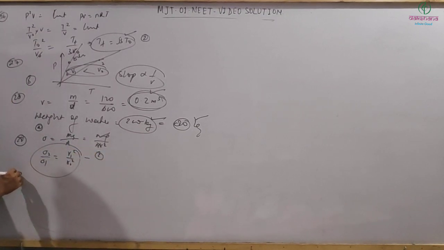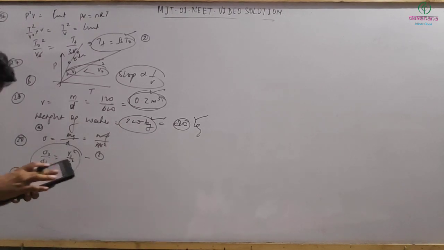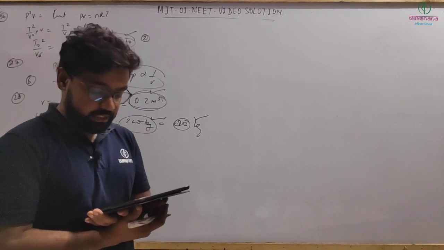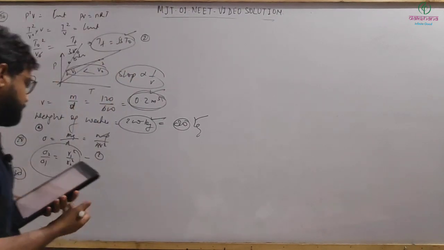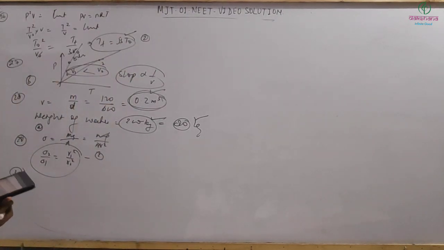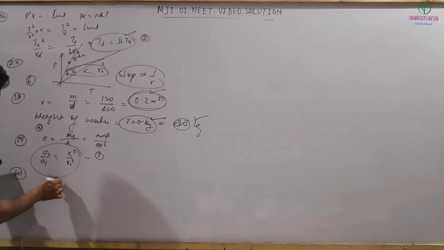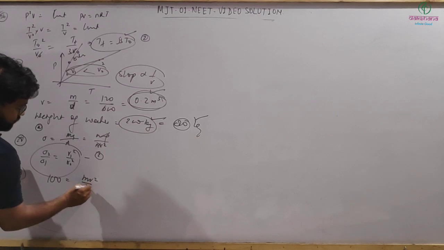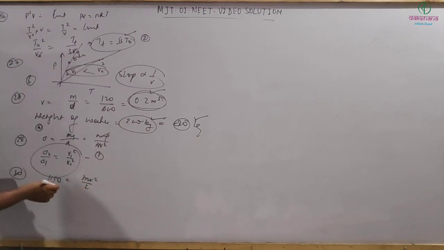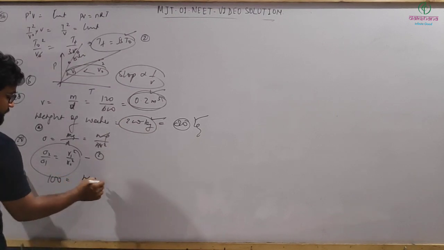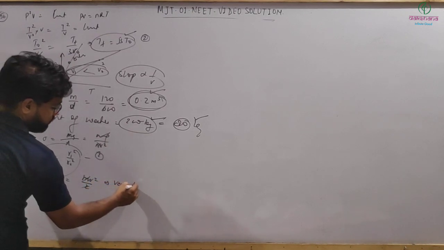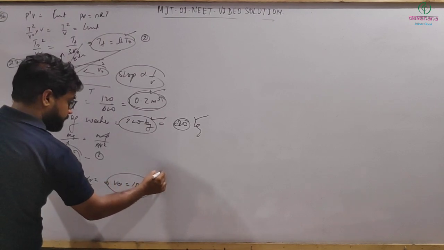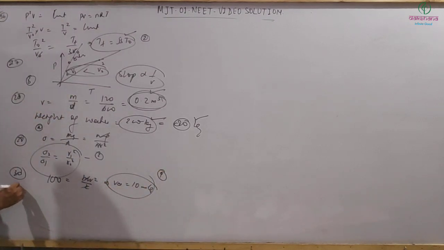Question number 30. The potential energy of a 2 kg body at the surface of a planet is minus 100 joule. For escape velocity, the net energy must be equal to 0. So the potential energy minus 100 should be equal to m v squared by 2, and mass is given as 2, which gets cancelled. This implies v escape is equal to 10 meter per second, matching with option number 1. Next question number 31.